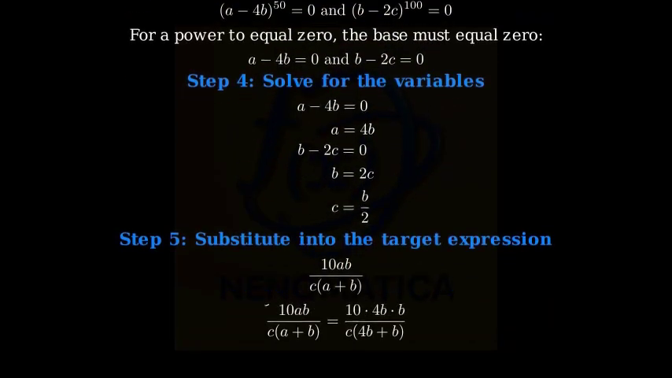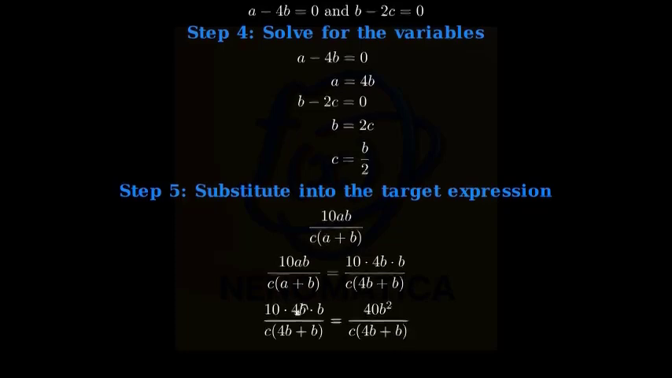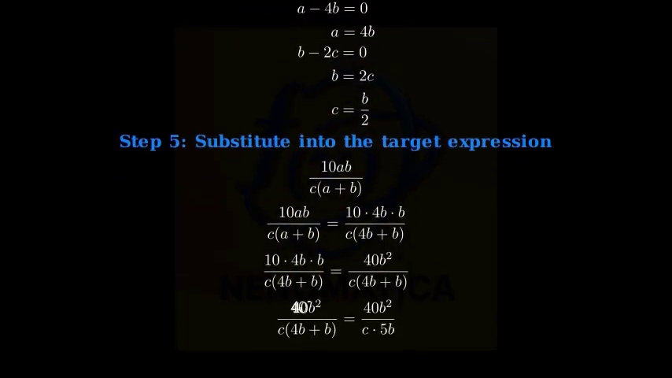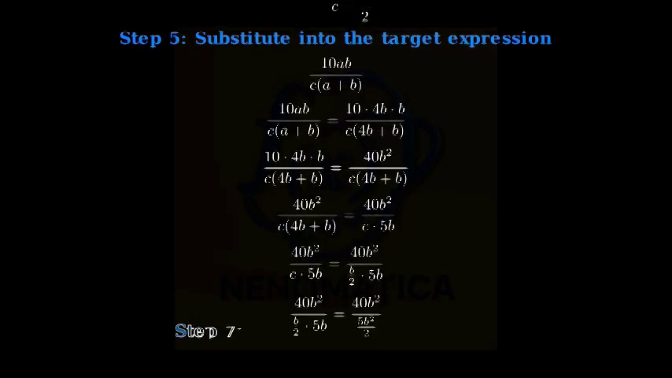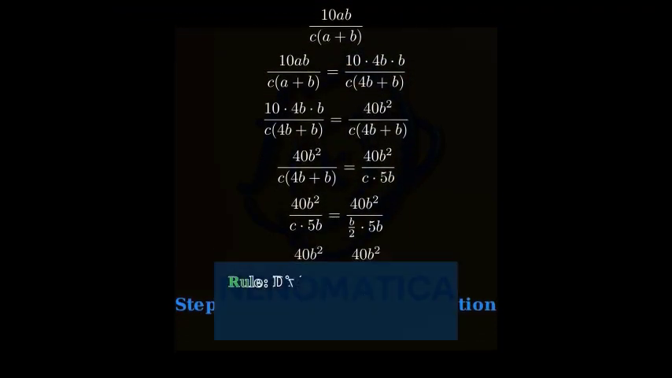10a times b divided by c times the quantity a plus b. Now let's substitute c equals b over 2 into our expression. To complete our calculation, we divide 40b squared by 5b squared over 2.